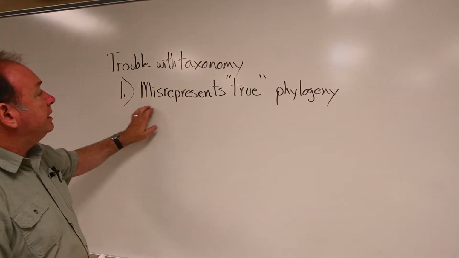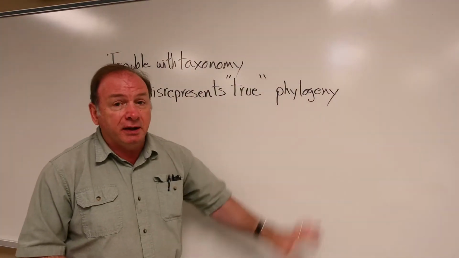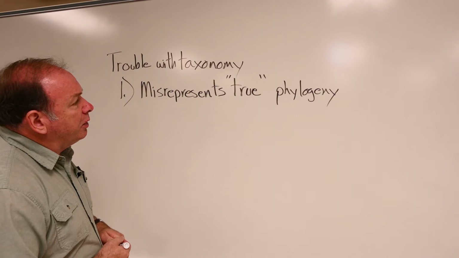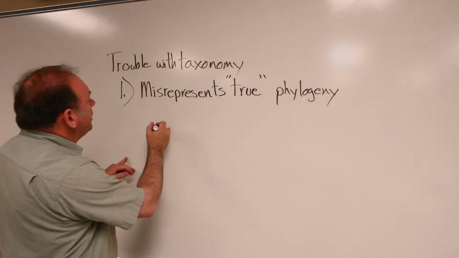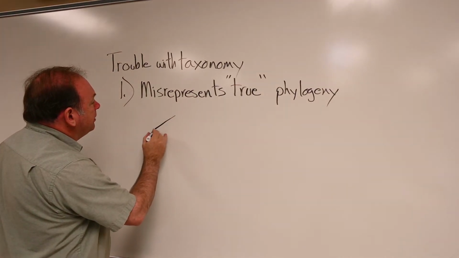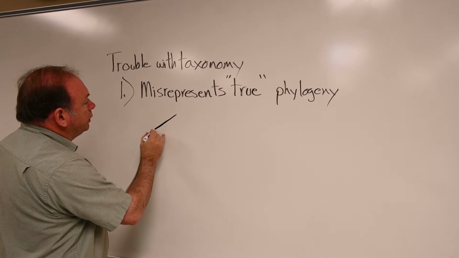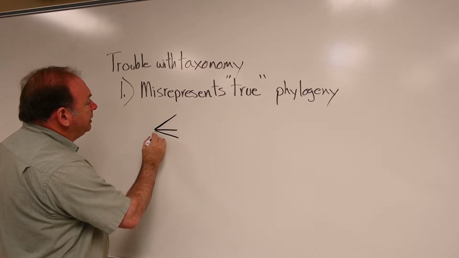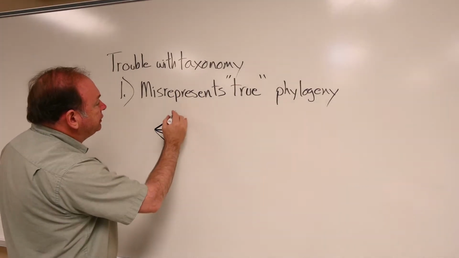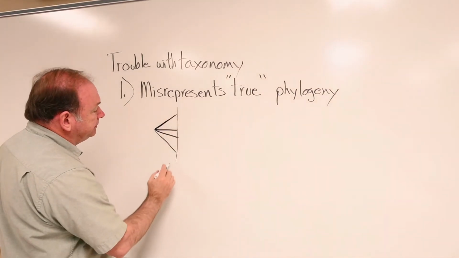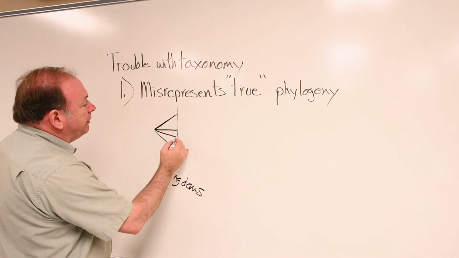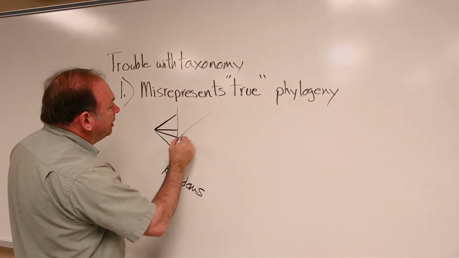And the first thing we're going to identify is how that hierarchical naming system misrepresents the phylogeny. So let's say we have over here the different kingdoms. We have a kingdom Protista maybe, then fungi, then Animalia and Plantae. So you have all these different kingdoms, and they're on their own paths here. And from the animal kingdom here, you're going to have a number of different phyla.